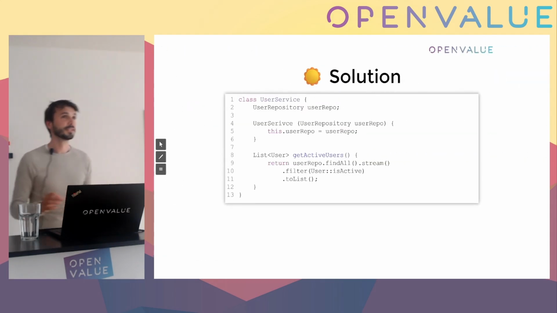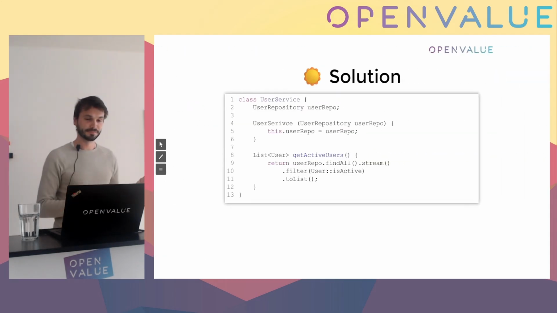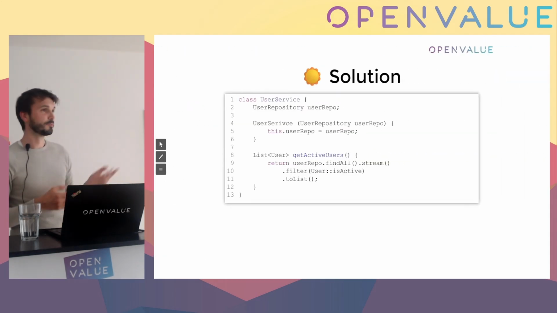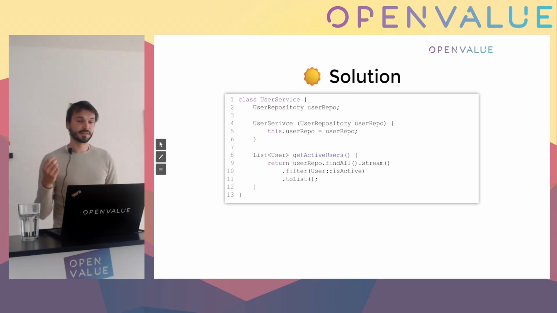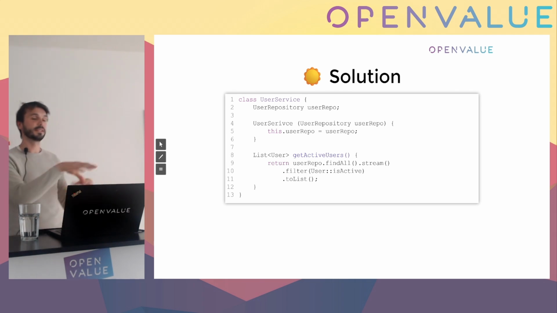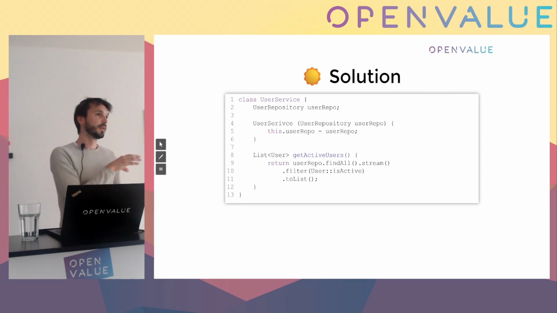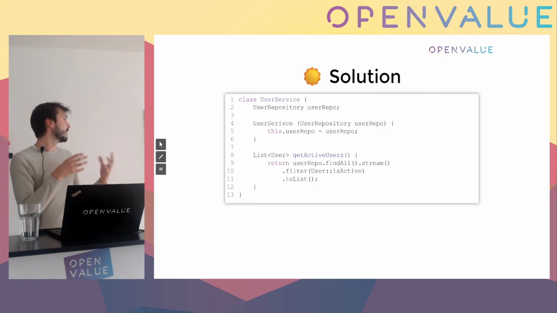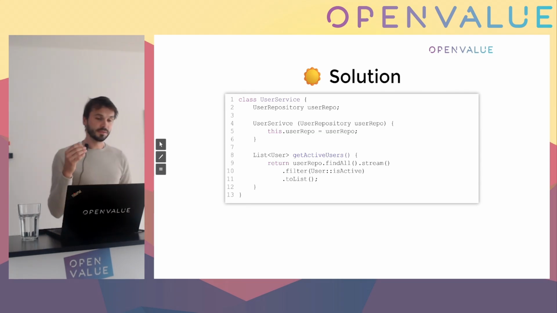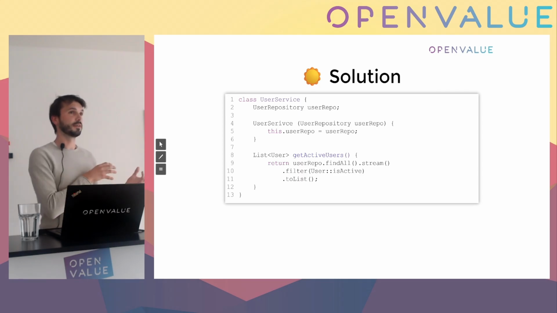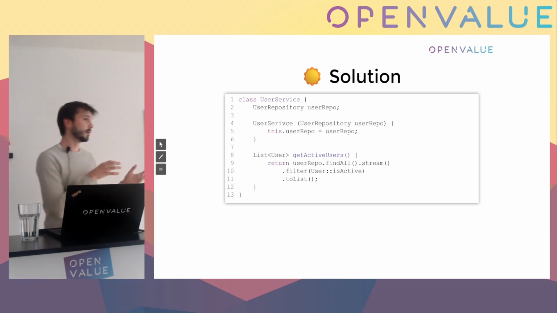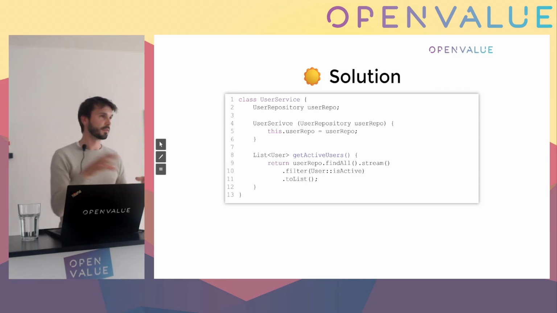So the solution, as you would have thought, is dependency injection. What we do here is we inject the user repository from the outside into the user service. What we now have is that the lifecycle of the user repository is outside of the user service. Where it actually is and who takes care of it is something we talk about later.